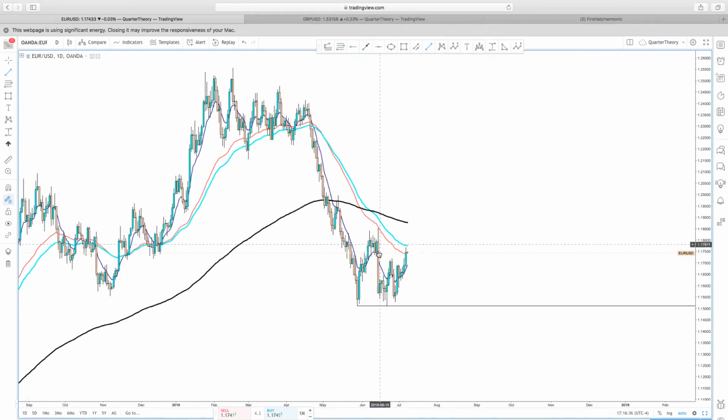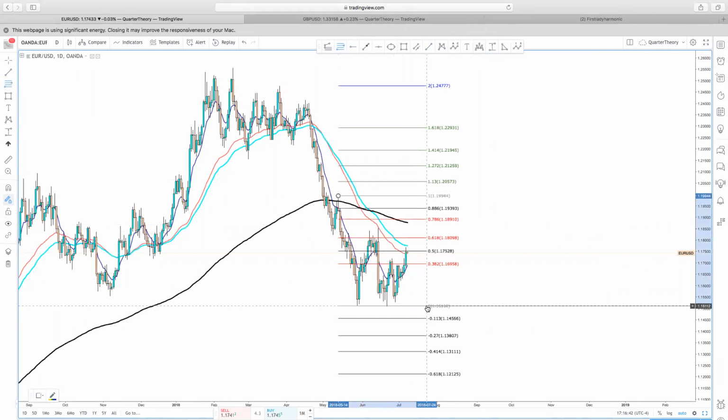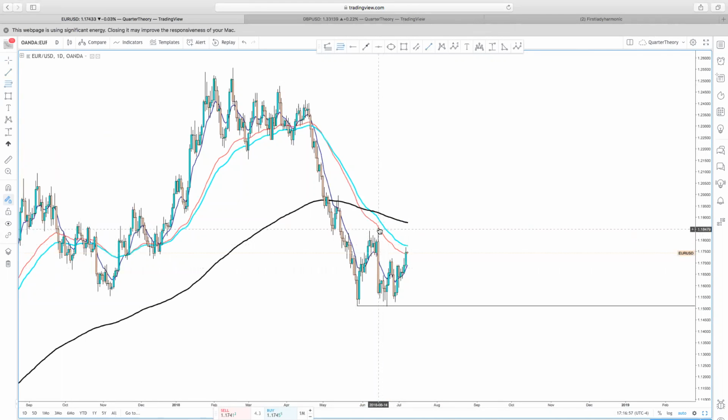Okay? So we're going to take our measurement tool. We're going to go from X to A. And we see price right here rejected at the 618. That's my B point. Now, my C point is going to be anywhere from a 382 to an 886. Let's see where price is. So this is my B.